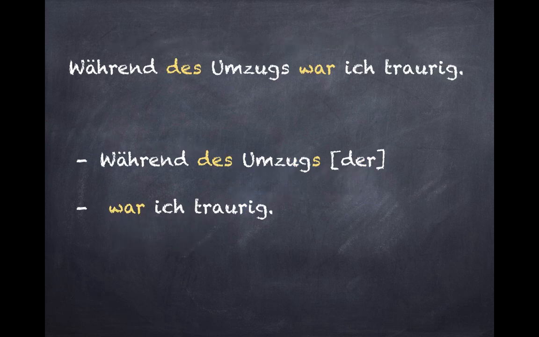So, während des Umzugs war ich traurig. During the shifting, I was sad. So, während des Umzugs, der Umzug changes into des, and the noun takes an extra s, Umzugs. And then comes the verb position, war ich traurig. Während des Umzugs is one word, and then verb in second position, war. During the shifting, I was sad.